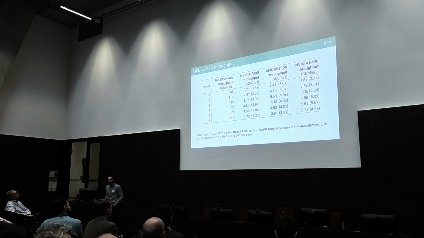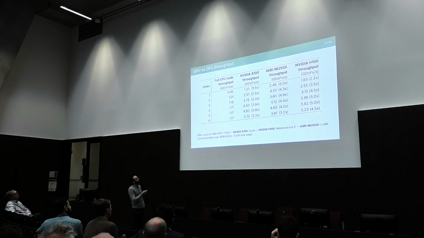Of course, if we consider a full CPU node and go to one single GPU, we have about 4 times the memory bandwidth and also 4 times the compute power. So we expect something around 4 in terms of speedup. Depending on the order, the number of nodes we apply on each tetrahedron, we don't exactly get this speedup except for the very high orders, 4 and 5, and then at 6 we have a drop, and I will explain why later.